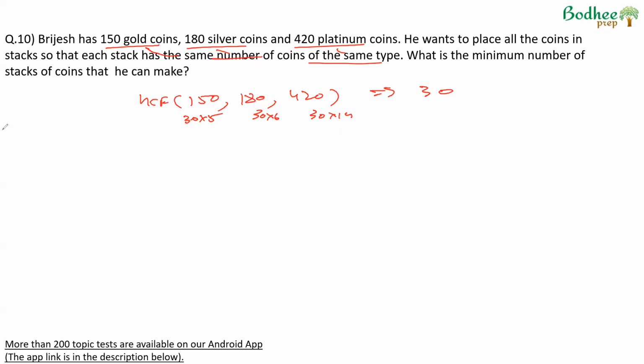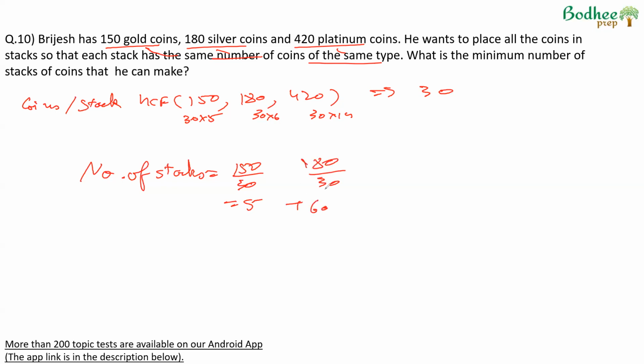So if we have 30 coins in a stack, what is the minimum number of stacks that he can make? Therefore, number of stacks will be: 150 coins distributed in stacks of 30 will be 150 by 30, which is 5. 180 coins distributed in stacks of 30 will be 180 by 30, which is 6. And 420 coins distributed in stacks of 30 will be 420 by 30, which is 14. And the total number of stacks will be 14 plus 6 plus 5, which is 25. And that becomes my answer.